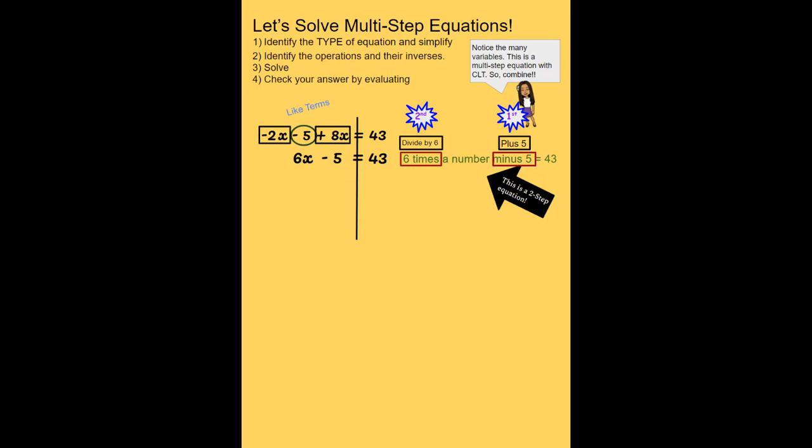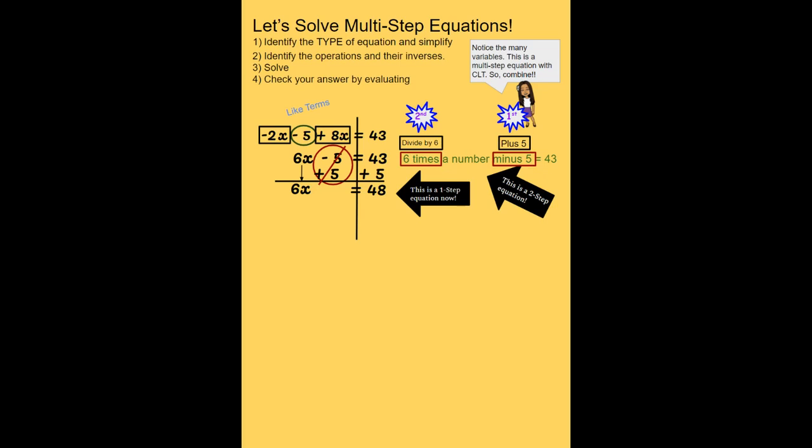Let's solve. Let's add 5 on both sides. Starting from the left, bring down the 6x. Notice this says minus 5 and plus 5. This is known as the additive inverse, and it is equal to 0. Next, we will simplify the right-hand side. 43 plus 5 equals 48. Now, this is a one-step equation that says 6 times a number equals 48.